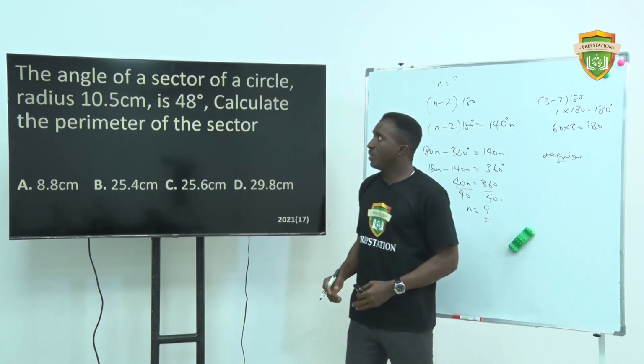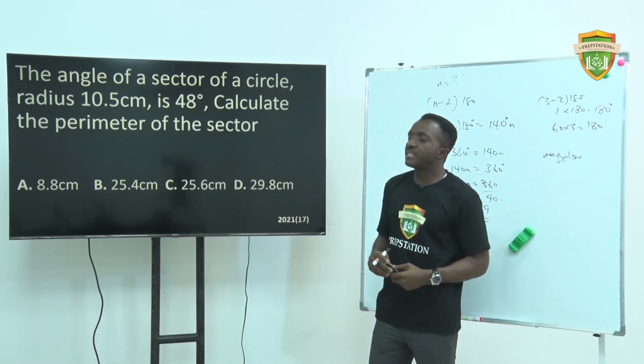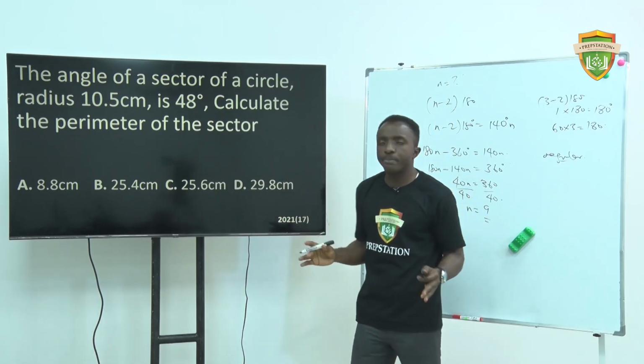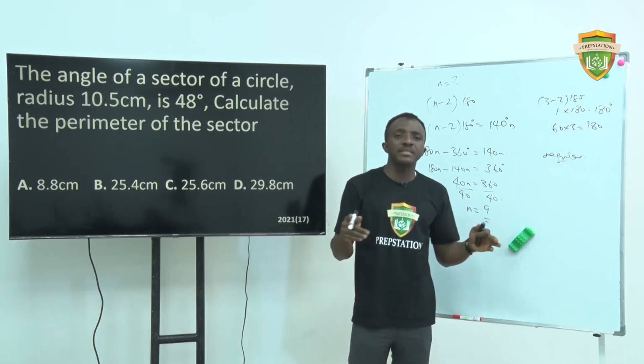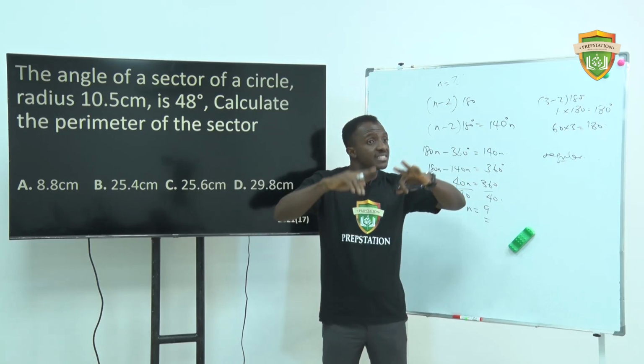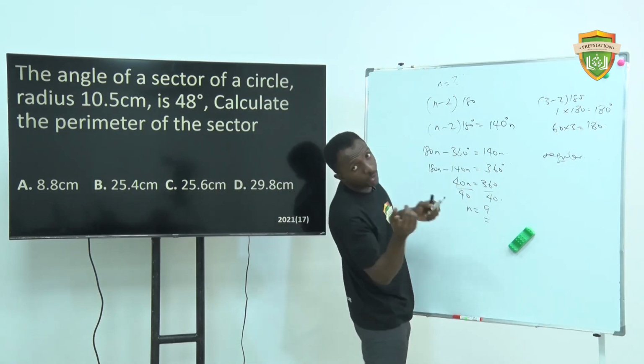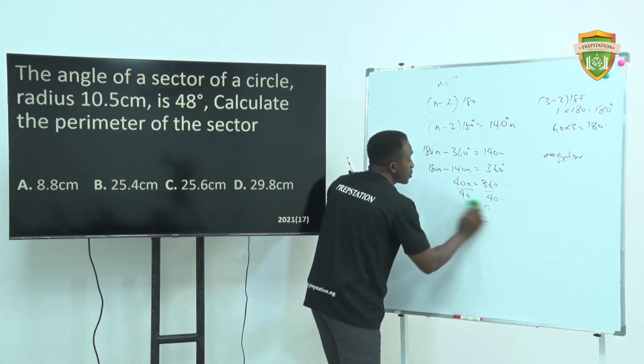Next question. The angle of a sector of a circle of radius 10.5 centimeters is 48 degrees. Calculate the perimeter of the circle. The word perimeter is simply the distance round. For a circle, we don't say perimeter, we say circumference. But perimeter means the distance round the circle. If you don't even know what a sector is, how do you solve that question?